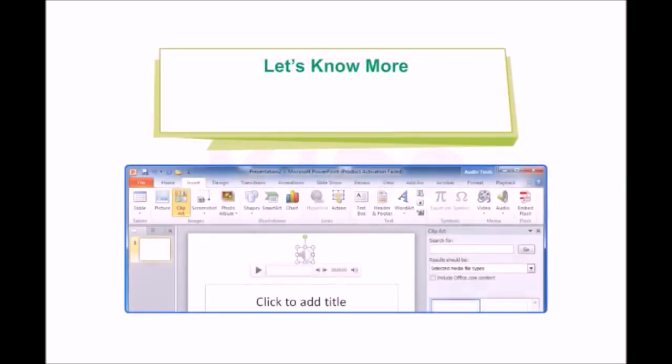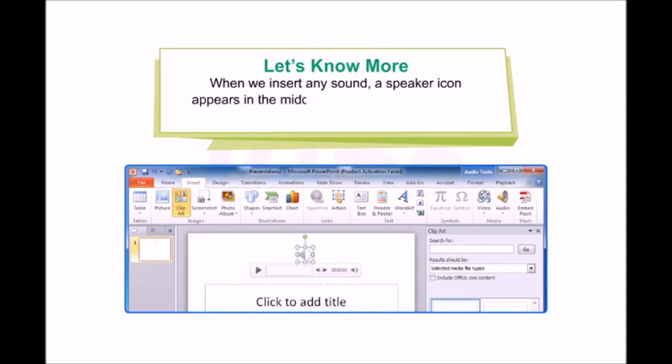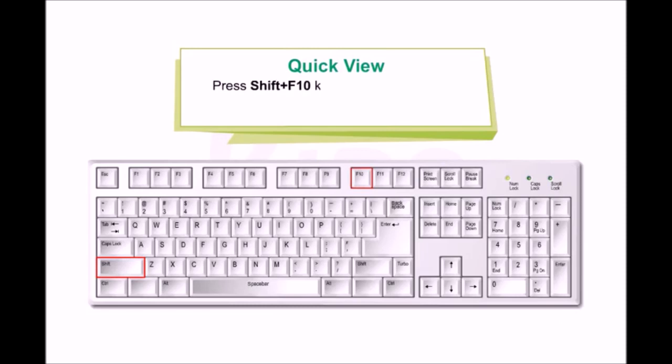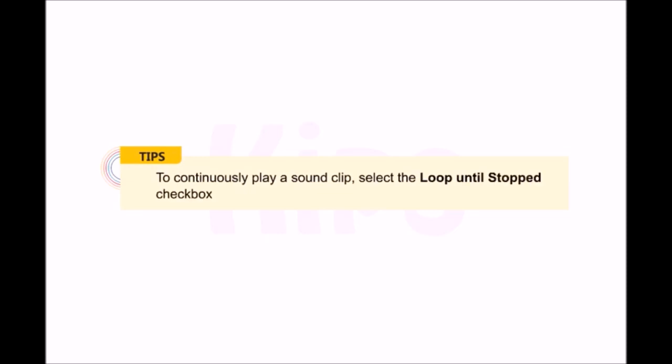Students, do you know when we insert any sound, a speaker icon appears in the middle of the slide? We can resize this icon and move it to other parts of the slide. Students, let us take a quick view by pressing Shift plus F10 key combination to open the shortcut menu. Let me give you an important tip. To continuously play a sound clip, select the Loop Until Stopped checkbox in the Audio Options group on the Playback tab.